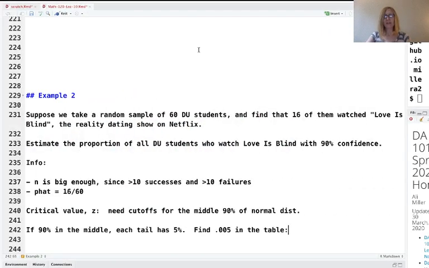We'll split the difference. Use z equals 1.645. Split the difference. Those two are equally good, so I'm just using the one that's in the middle. Okay, cool. We've got all the information we need.